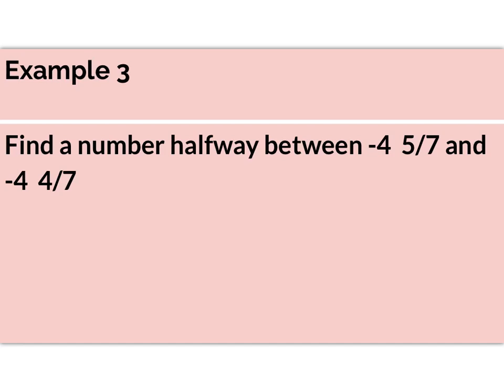So here we go. Turning negative 4 and 5 sevenths, negative 4 and 4 sevenths into an improper fraction. Multiply. We're going to multiply the bottom and add the top. So 4 times 7 is 28, plus 4 is 32. 28 plus 5 is 33. Now, what you're supposed to do, and this is the general formula, finding the halfway point, and we'll get to this in geometry. You add the fractions together.